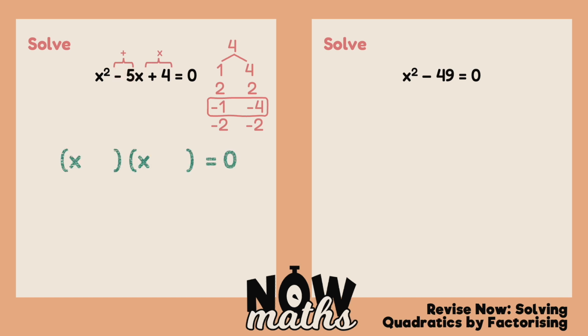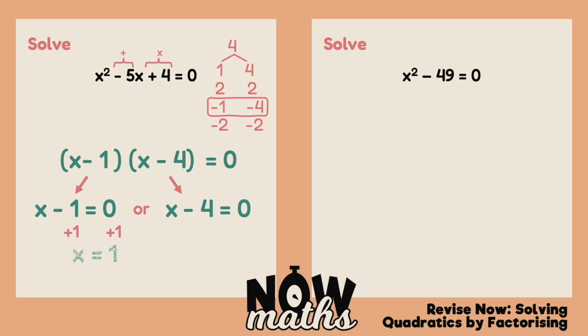This means that when we factorise into double brackets, we're going to have negative 1 in one of the brackets and negative 4 in the other. Since one of the two brackets must equal 0, this means that either x subtract 1 equals 0 or x subtract 4 equals 0. Solving the equation on the left by adding 1 to each side will give us a solution of x equals 1, and solving the equation on the right by adding 4 to each side will give us a solution of x equals 4. So this quadratic equation has solutions of x equals 1 or x equals 4.